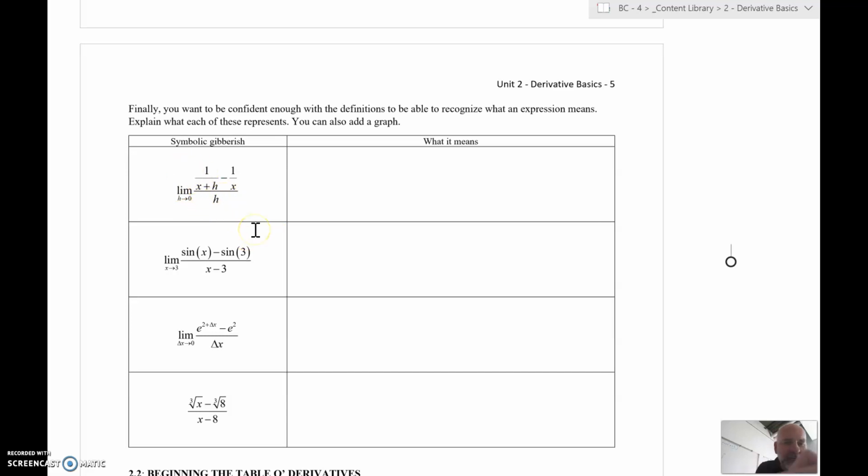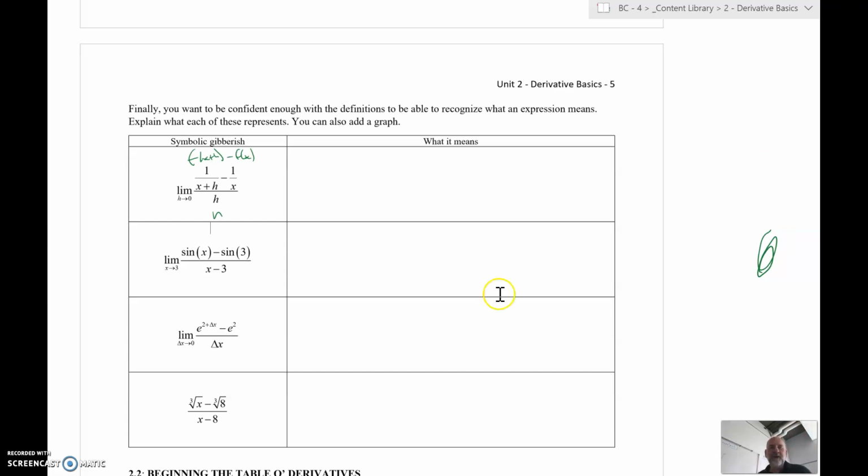You look at the expression and try to decide which derivative definition it is. Like this one, I see the h in the bottom, so I know this is the f of x plus h minus f of x over h.